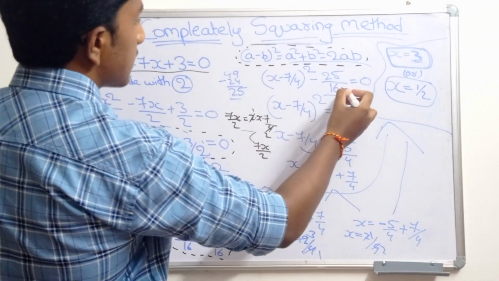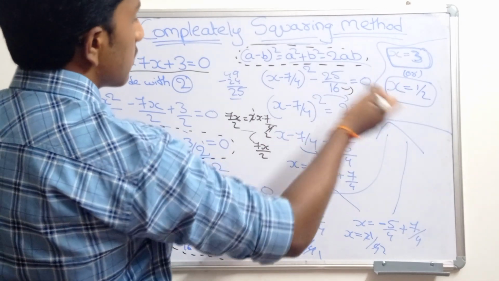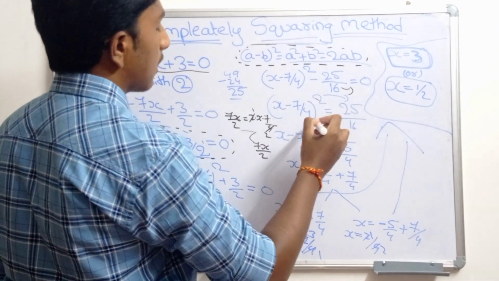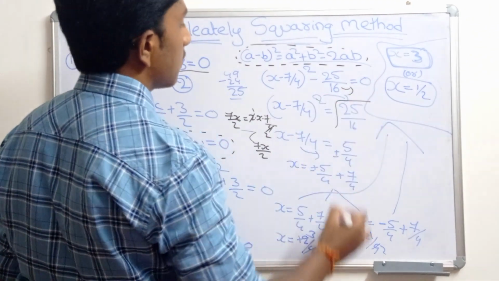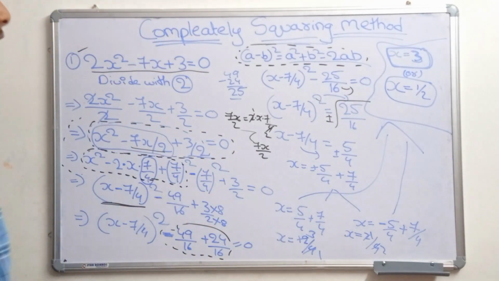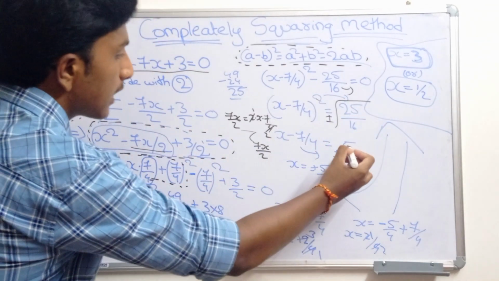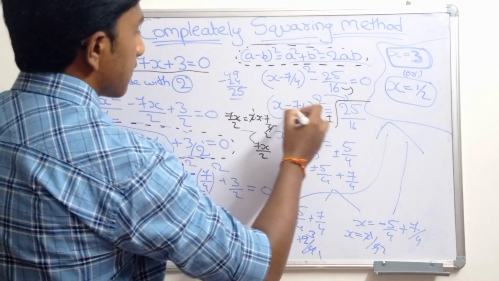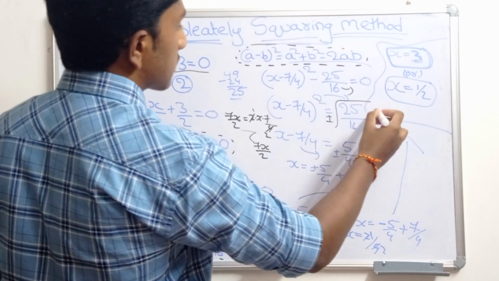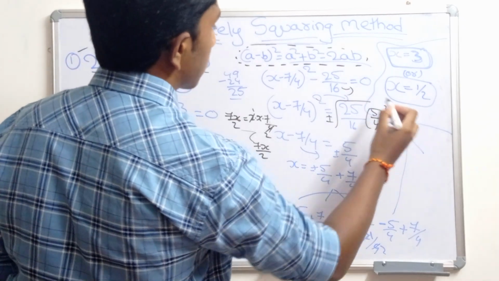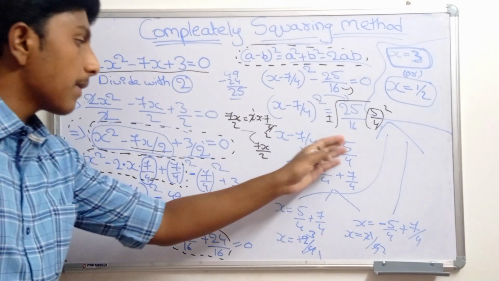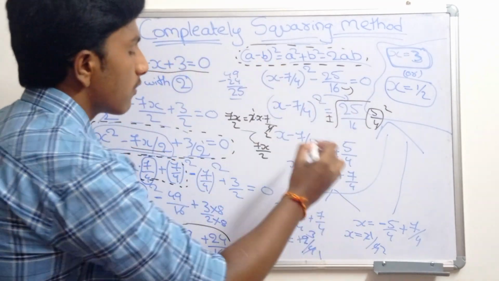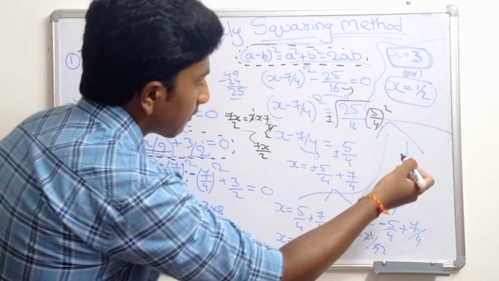When this minus 25 by 16 moves to the RHS, it becomes 25 by 16. So when the square is here and moves to the other side, it becomes root: plus or minus root 25 by 16. After cancelling this, you will get plus or minus 5 by 4. That means x minus 7 by 4 is equal to, after taking square roots, plus or minus 5 by 4. So I am sending this minus 7 by 4 again to this side, guys. So we will get plus or minus 5 by 4 plus 7 by 4.